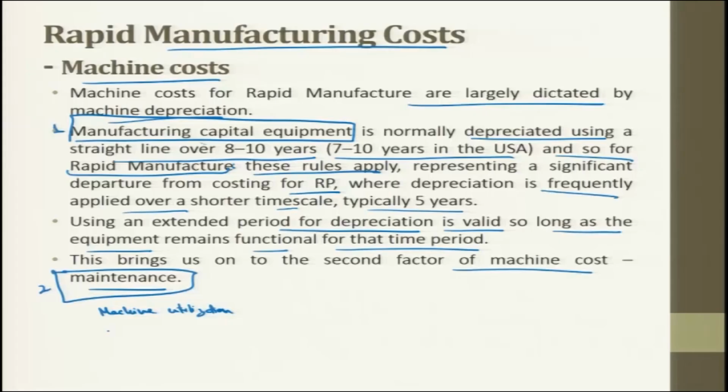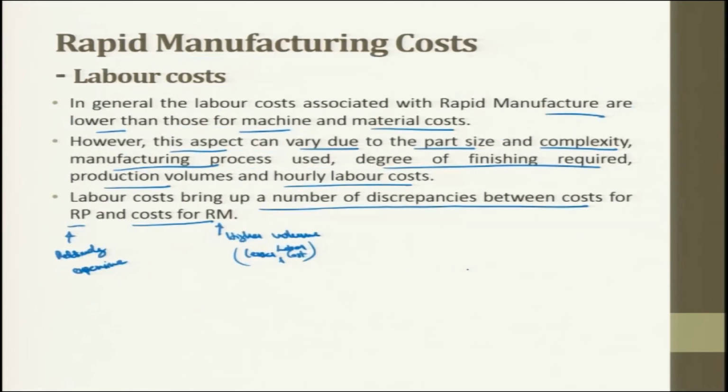Good morning. Welcome back to the lecture on costing in rapid manufacturing. We have discussed the machine, labor and material costs in the previous lecture. Machine cost was discussed. Machine is capital equipment, with the cost of purchasing the machine and the cost of maintenance. Then we had material costs, then we had labor costs.